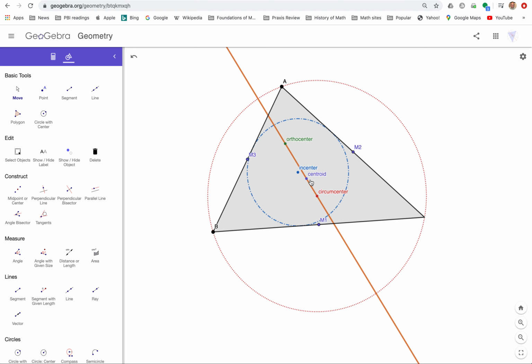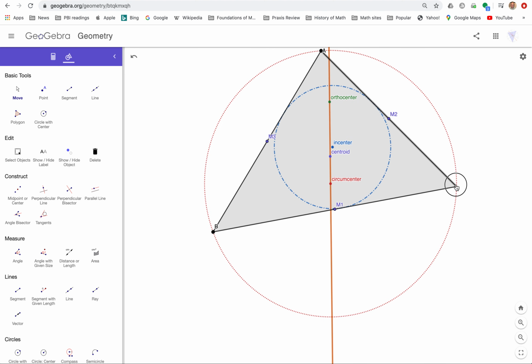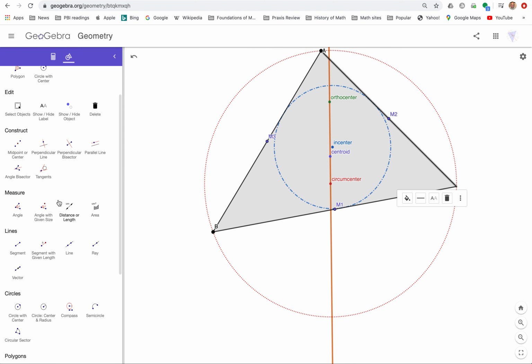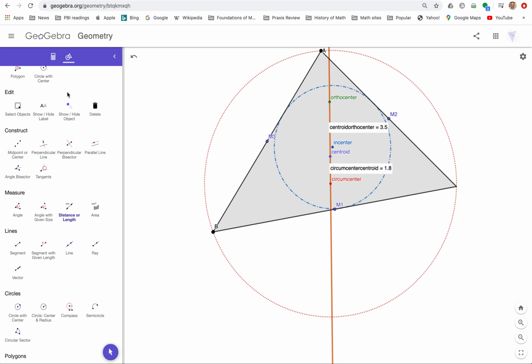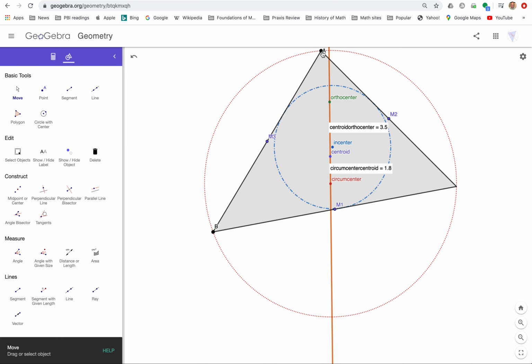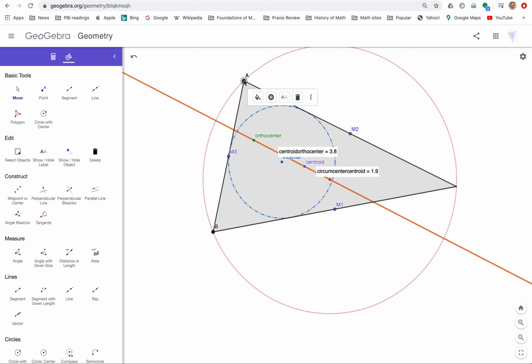Furthermore, you might notice as I move this around that there does seem to be kind of a ratio there, right? Like the centroid seems to be closer to the circumcenter than it is to the orthocenter. So we can do a little investigation here. Let's just measure the distance from the circumcenter to the centroid and from the centroid to the orthocenter. And lo and behold, as we do this, you can see the distance from the centroid to the orthocenter is twice that of the distance from the centroid to the circumcenter.